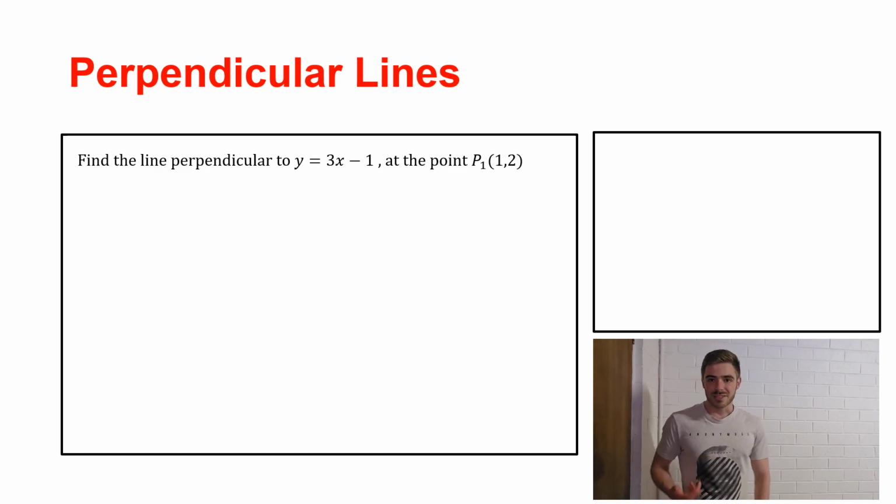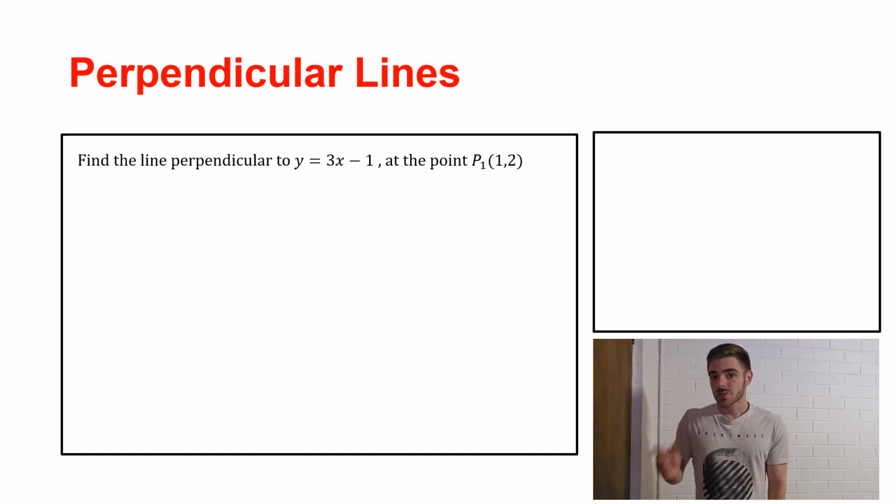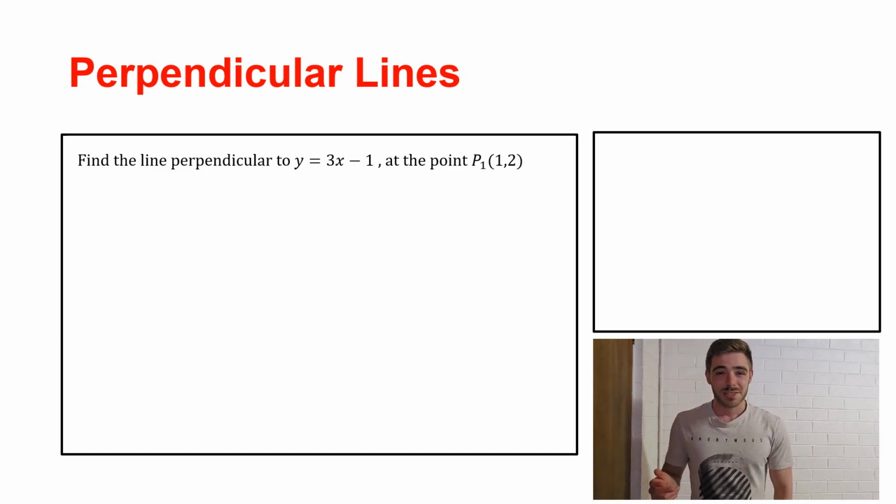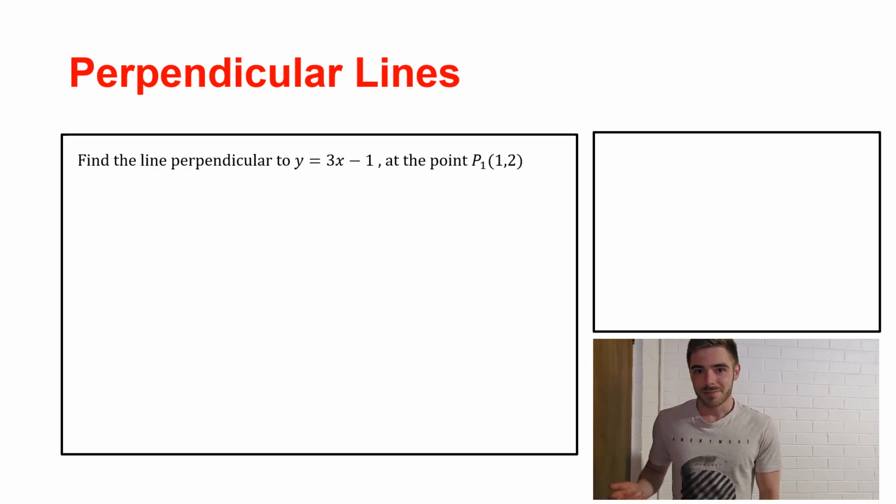Perpendicular lines are a very similar concept in that they're also defined by their gradient. Perpendicular lines differ ever so slightly because instead of wanting identical gradients, the gradients need to have what's known as a negative reciprocal relationship. That's just a fancy way to say, take whatever the original gradient was and do -1 divided by that gradient. In this example here, the original gradient was 3. So for our perpendicular line, we need our gradient to be -1 over 3.